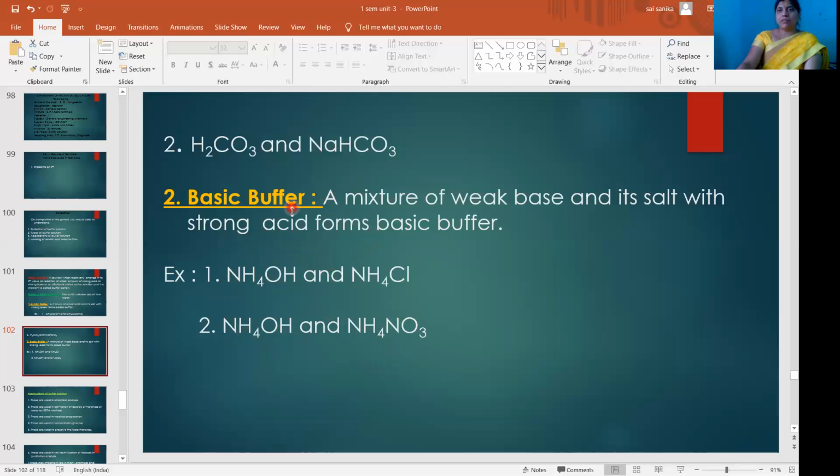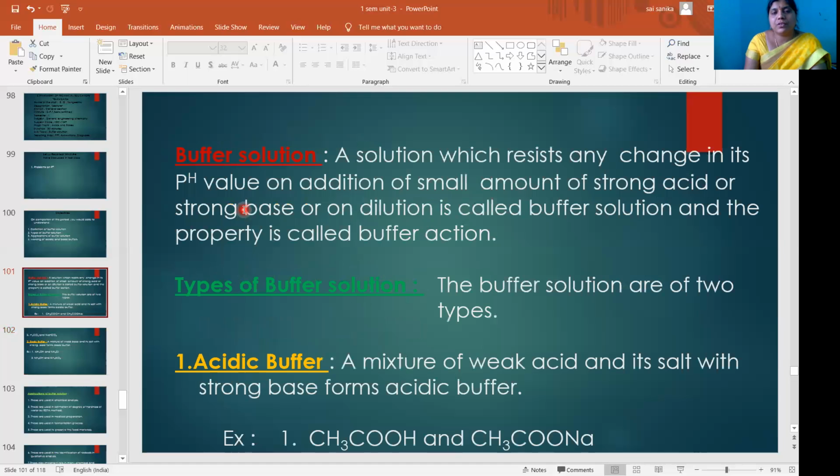So what is basic buffer? It is a mixture of weak base and its salt with strong acid. So NH4OH and NH4Cl, NH4OH and NH4NO3. This definition of buffer solution and types of buffer solution are very, very important.